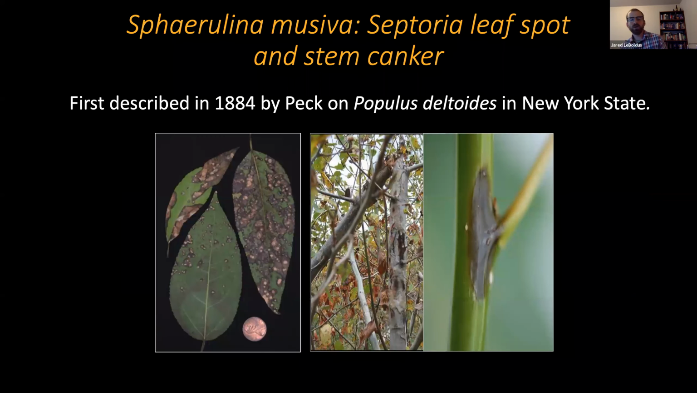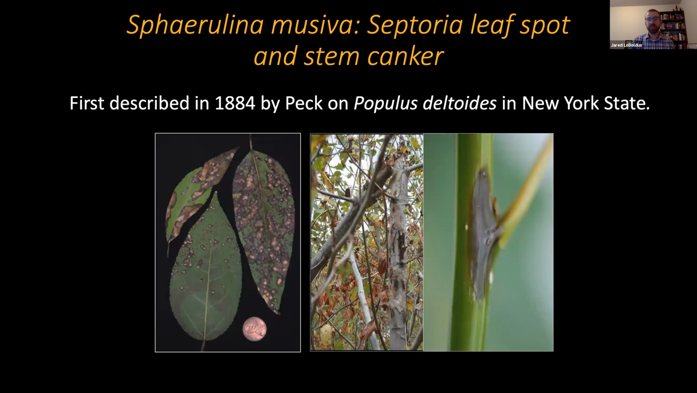Okay, so now what I'd like to talk about a little bit is the fungal pathogen. So Sphaerulina musiva, which used to be called Septoria musiva, is an ascomycete. It's native to the eastern United States, and it causes two characteristic types of diseases. One is Septoria leaf spot, and the second is Septoria stem canker.